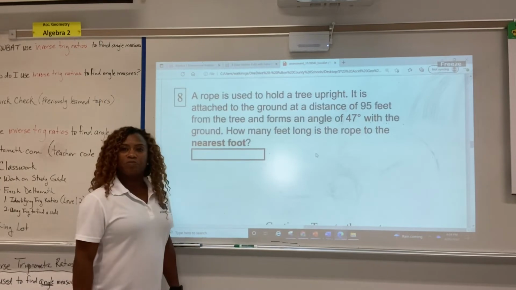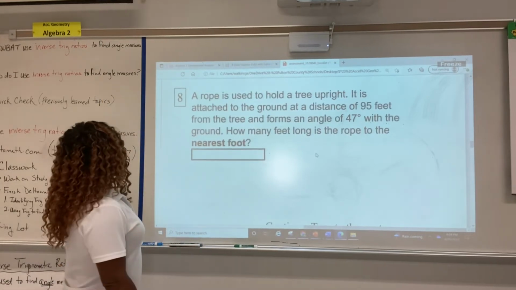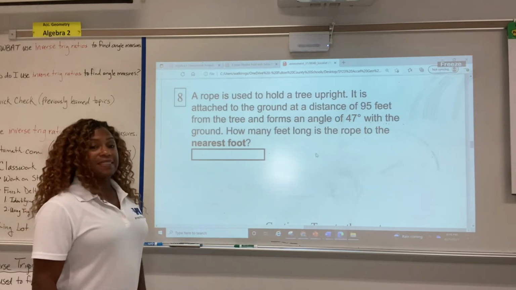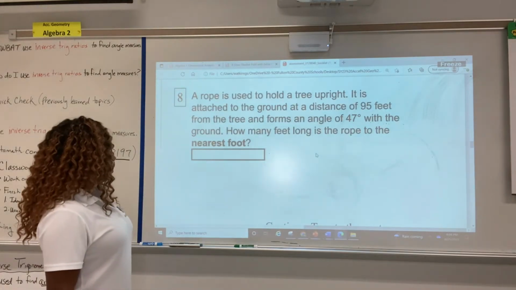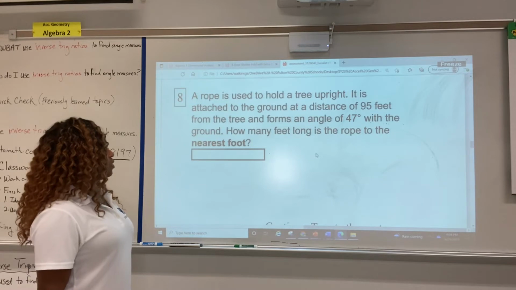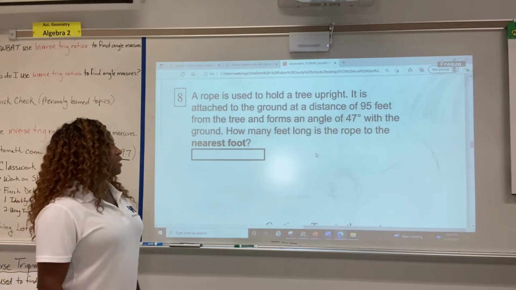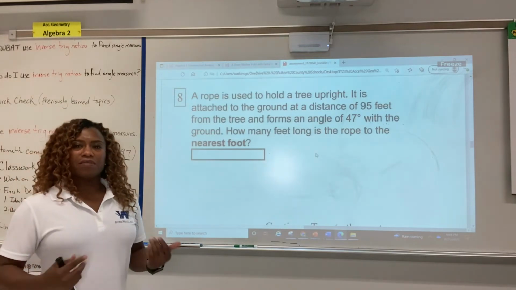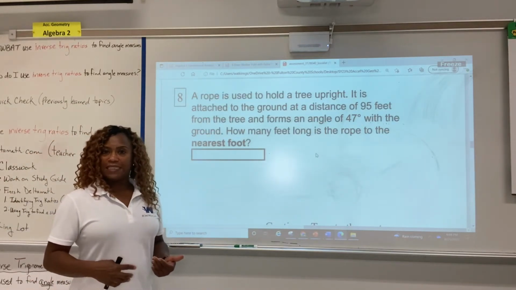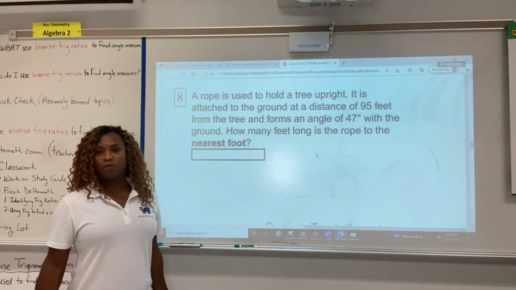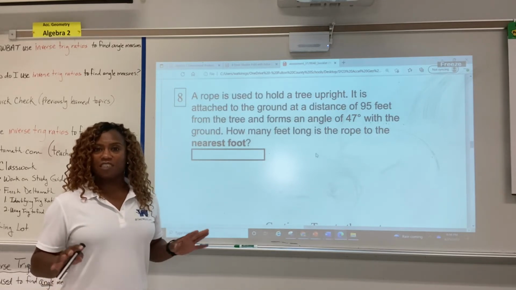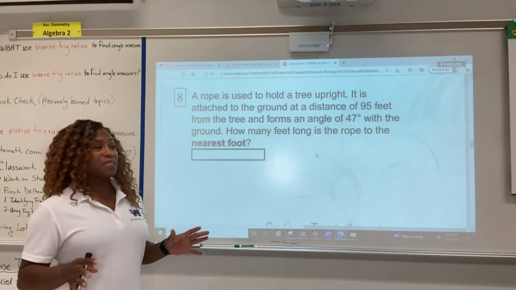All right, so here's number 8. Let's take a look at that one. We have a rope that's used to hold a tree upright. It is attached to the ground at a distance of 95 feet from the tree and forms an angle of 47 degrees with the ground. How many feet long is the rope to the nearest foot? Now, there's a test-taking strategy that we teach that's called draw a diagram. A problem like this, especially if you're a visual learner, you probably want to try to sketch a diagram of what the problem is asking you.